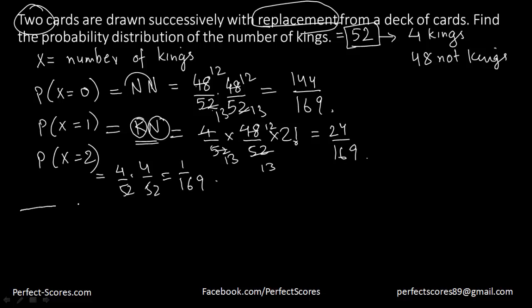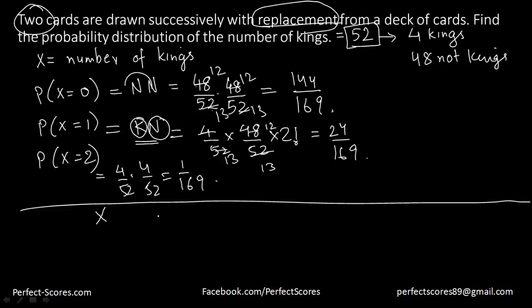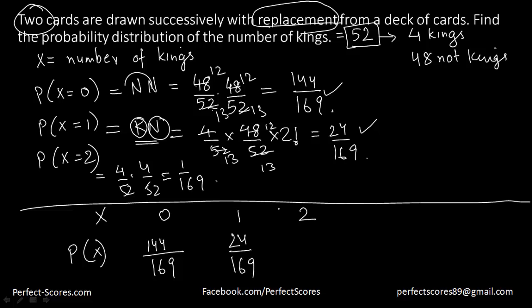Now, if I want to have the probability distribution, this is the random variable x, and these are the possible values that it can take. And what about their probabilities? The probability that there's no king is going to be 144 by 169. The probability of getting 1 king is 24 by 169, and the probability of getting 2 kings is 1 by 169, right? So that is there. I suppose you're understanding what I'm trying to say here, guys.